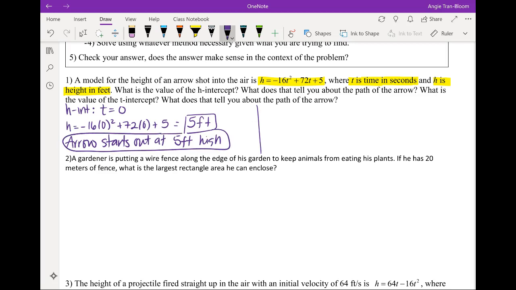Okay. The second sentence says, or the third really, what is the value of the T intercept? T intercept is very similar to what intercept again?